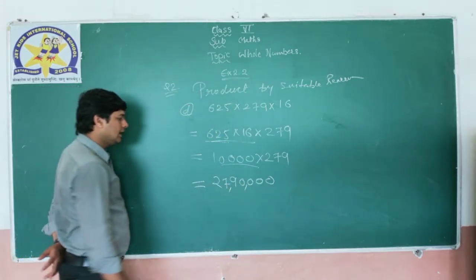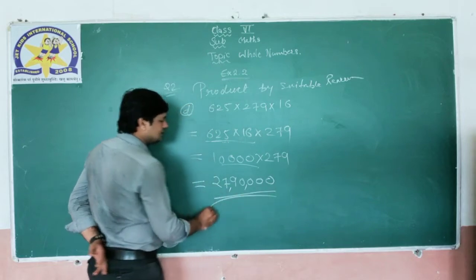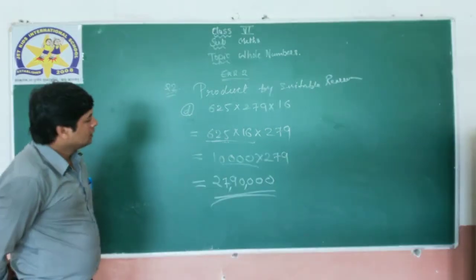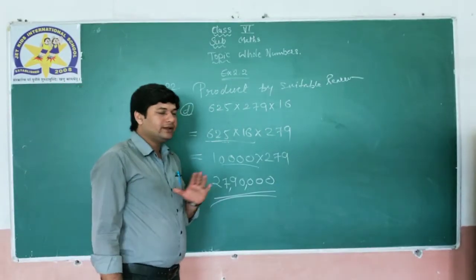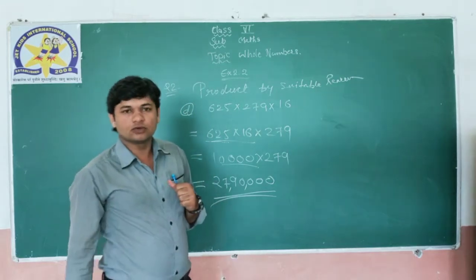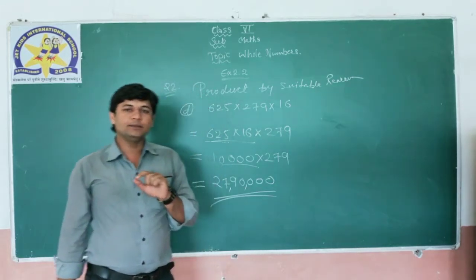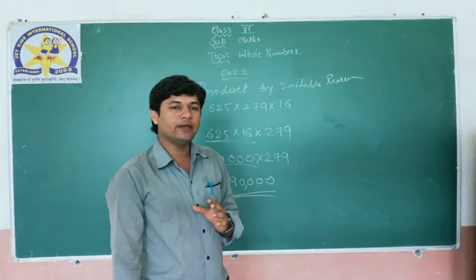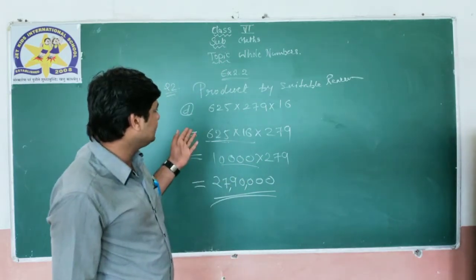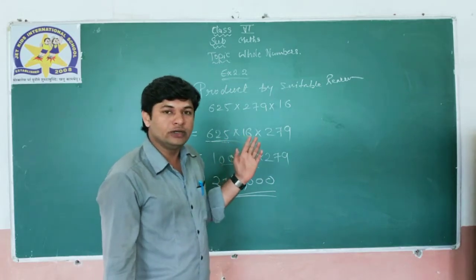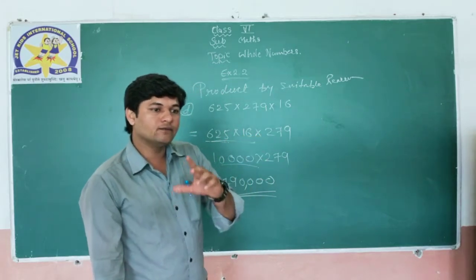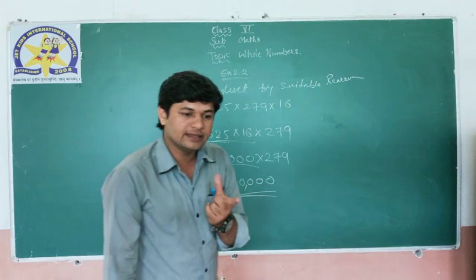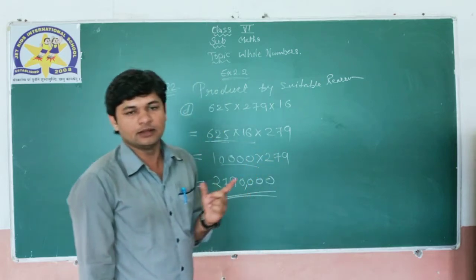27,90,000. Right? This is our answer. Clear? So what is the key point in this type of question of rearrangement? What is the key point? You need to find an easy, time-reducing way of calculating this, right? So what do you need to find first? You need to find which number will be easier to multiply, right?